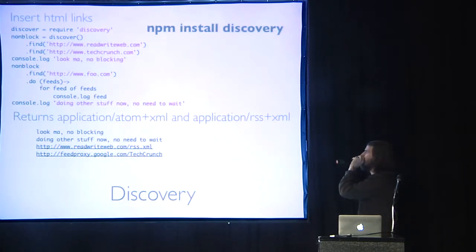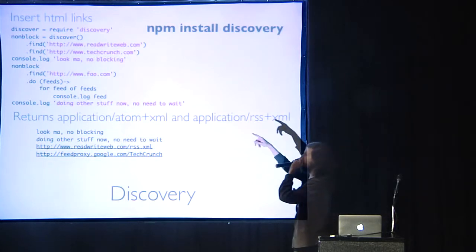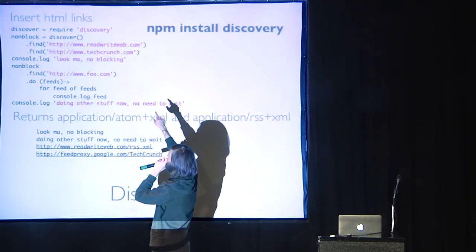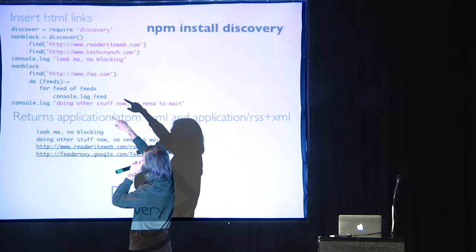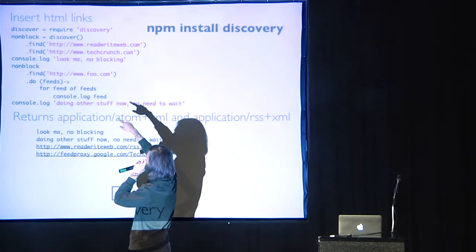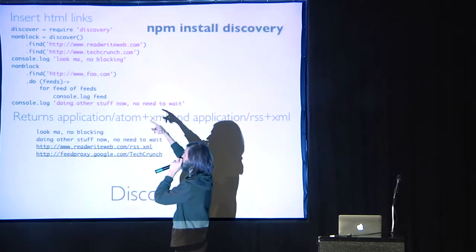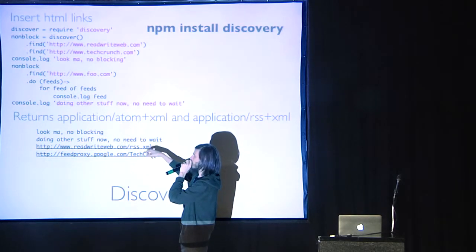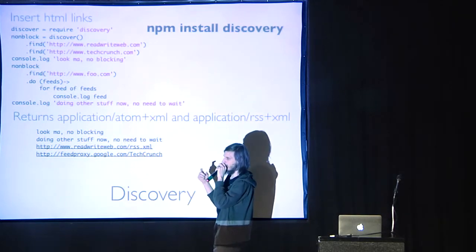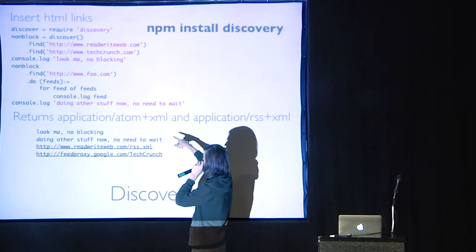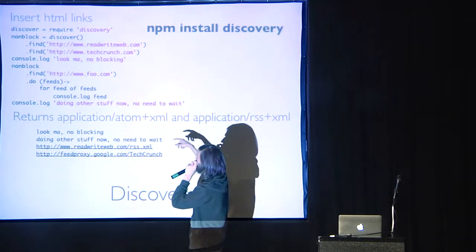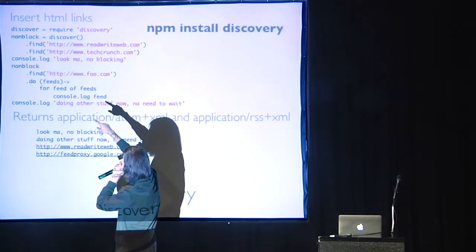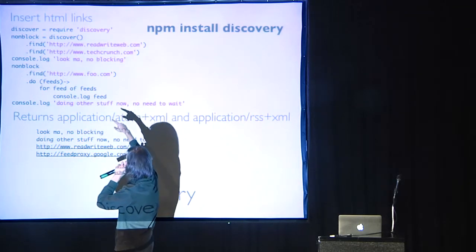All right, this is a module that I made using Chainsaw, so you can kind of see the flow control up here. What it does is you require the module, and then non-block equals discover. What it's doing is looking for the RSS and Atom feeds in the main page, like link rel equals application/atom+xml, application/rss+xml. But instead of doing callbacks, you can just do the find method. And when you run that, this is what you get.